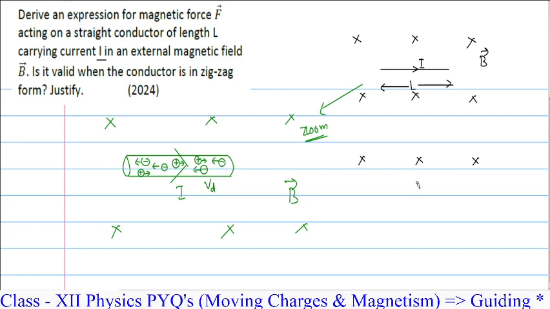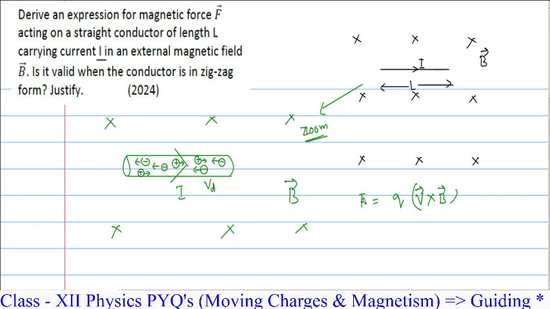When a charged particle moves with some speed in a uniform magnetic field, it experiences a force given by F equal to q into v cross B. This is the force acting on the charged particle due to its motion in a uniform magnetic field. Similarly, all the charges, either electrons or positive charges, present inside the conductor are moving in a uniform magnetic field, so all of them will experience some force.